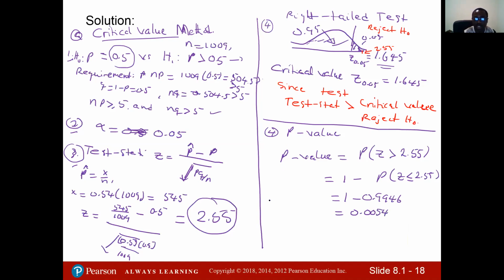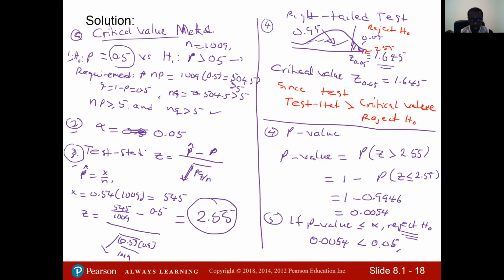If I'm using it to decide, it says that if the p-value is less than or equal to alpha, then reject H0. In this case, the p-value, 0.0054, is less than alpha, which is 0.05. And so in this case we reject the null hypothesis, which is the same conclusion we arrive at when we use the critical value approach. Now we'll come back to this question again and repeat what we have done.